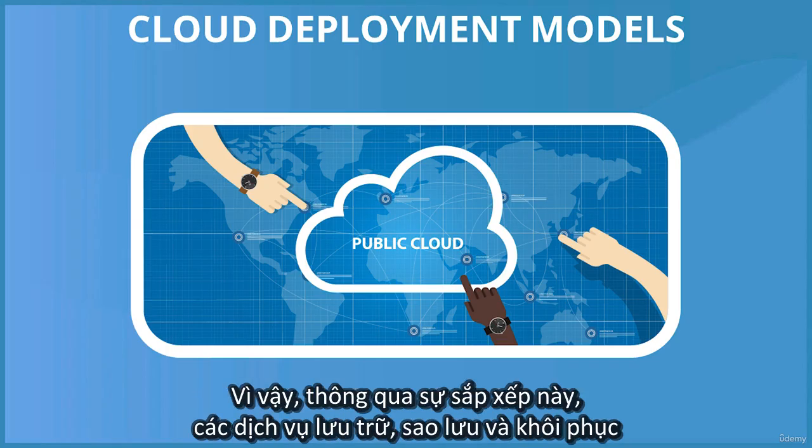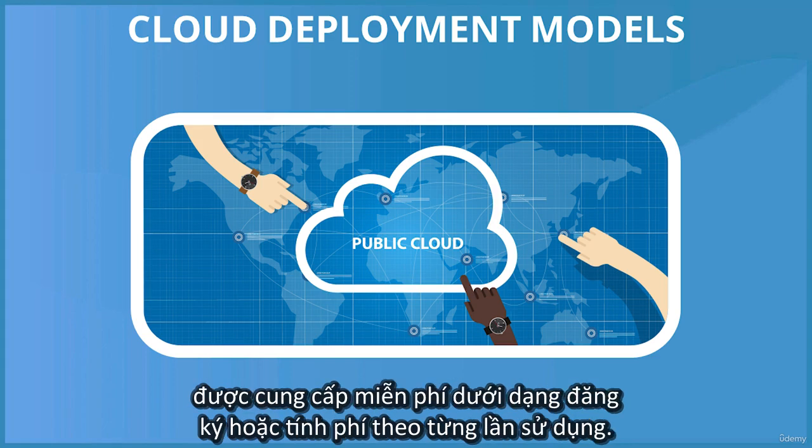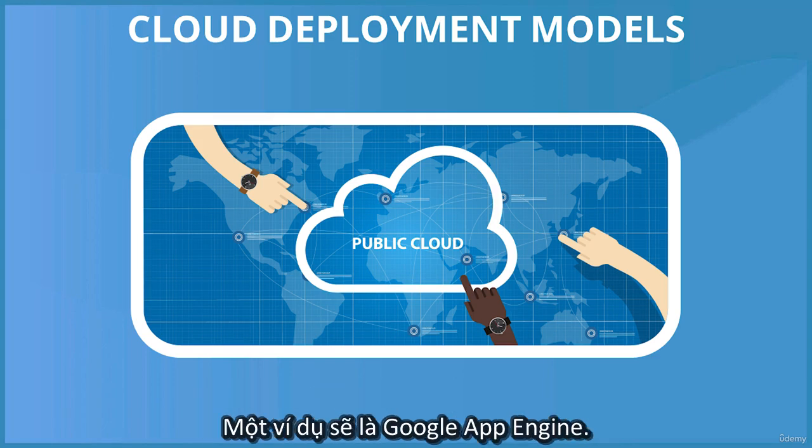So it's through this arrangement that storage, backup, and retrieval services are given for free, as a subscription, or on a per-use basis. An example would be Google App Engine.